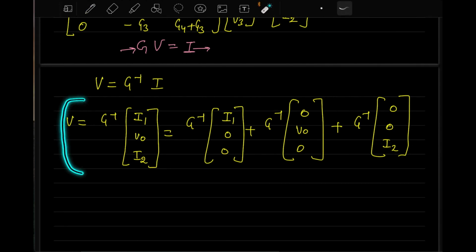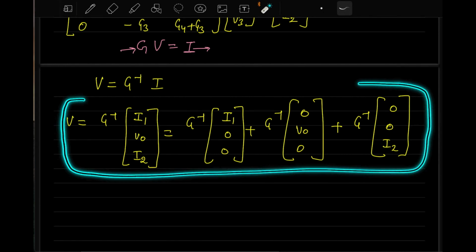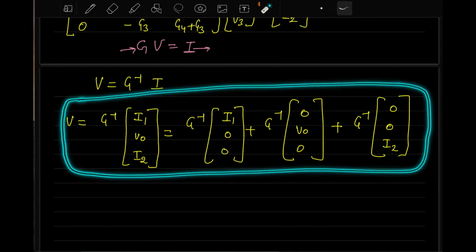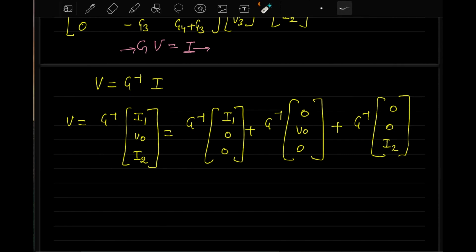So this actually forms the background of the superposition theorem. What it says is, you can see closely that this matrix remains the same, the G inverse matrix remains the same, but one of the sources is active and the other ones are deactivated. Here in this, only V0 is activated, and here only I2 is activated.